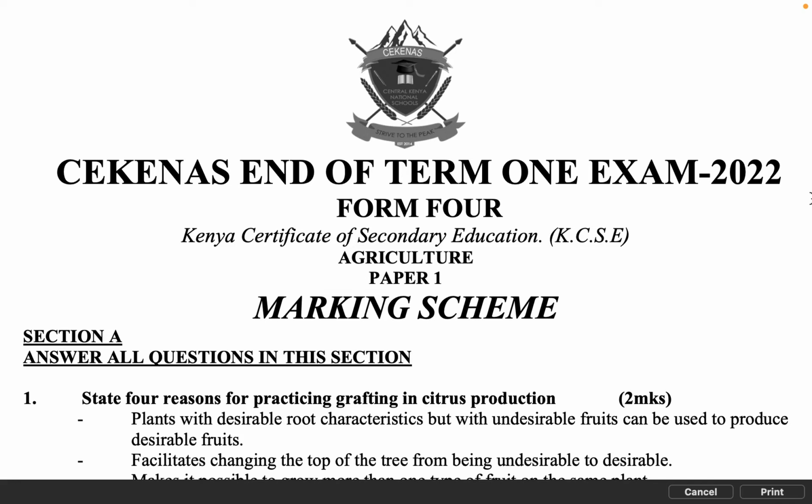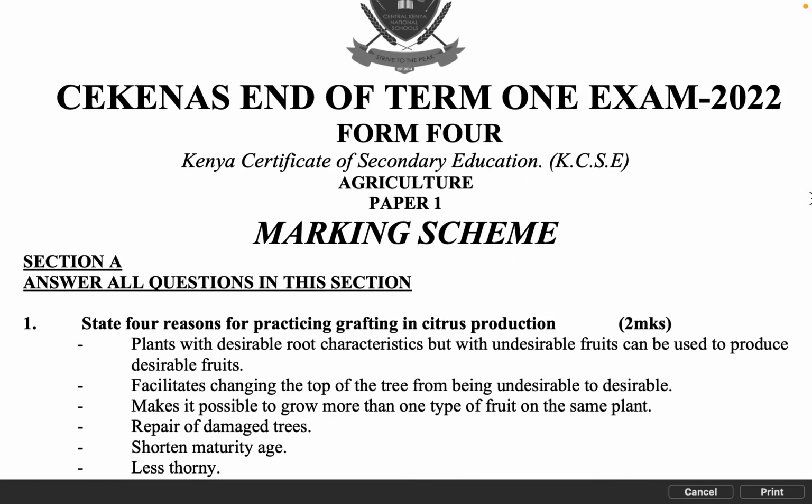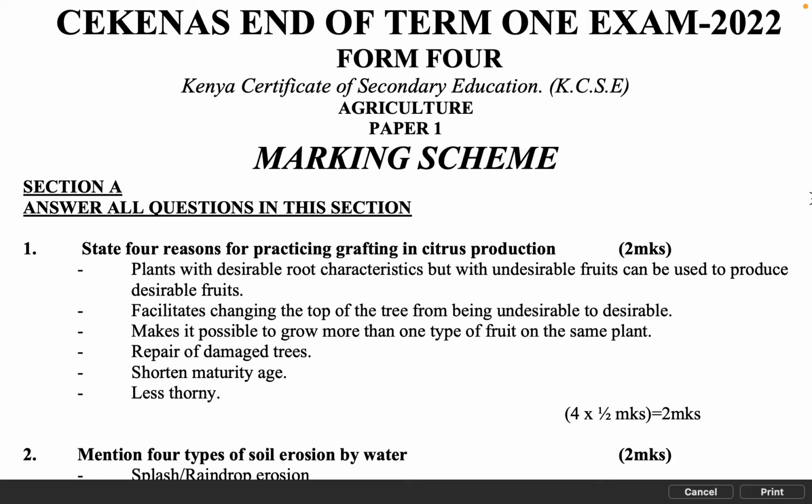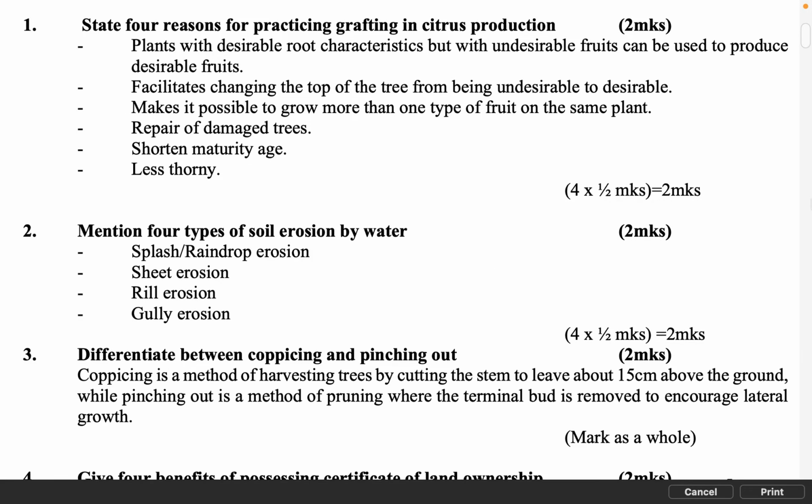1. State 4 reasons for practicing grafting in citrus production. 2 MKS. Plants with desirable root characteristics but with undesirable fruits can be used to produce desirable fruits. Facilitates changing the top of the tree from being undesirable to desirable. Makes it possible to grow more than one type of fruit on the same plant. Repair of damaged trees. Shorten maturity age. Less thorny. 4 by 1/2 MKS equals 2 MKS.